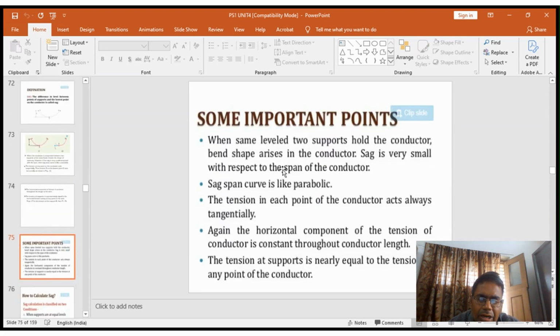Some important points regarding sag and tension. When two supports at the same level hold the conductor, a bend shape arises in the conductor. Sag is very small compared to the span of the conductor. Span is the horizontal distance between the two supports. The sag-span curve is like a parabola. The tension at each point on the conductor acts tangentially. The horizontal component of the tension is constant throughout the conductor length. The tension at the supports is nearly equal to the tension at any point on the conductor.